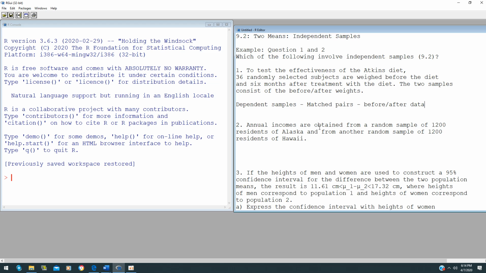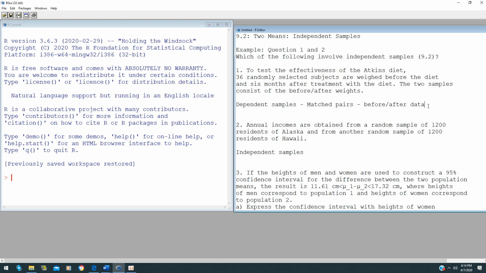Question 2, annual incomes are obtained from a random sample of 1,200 residents in Alaska and 1,200 residents in Hawaii. This is going to be independent samples. The reason why this is independent samples is because a person cannot be in Hawaii and Alaska at the same time. A person can only be a resident of Hawaii or a resident of Alaska, so they cannot be in both residencies. So that's the reason why this is independent samples.